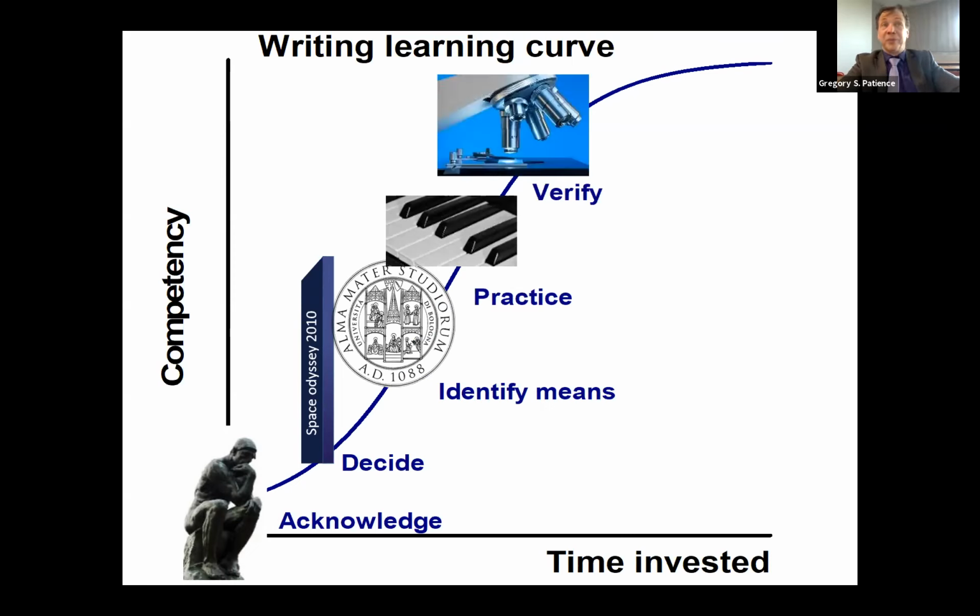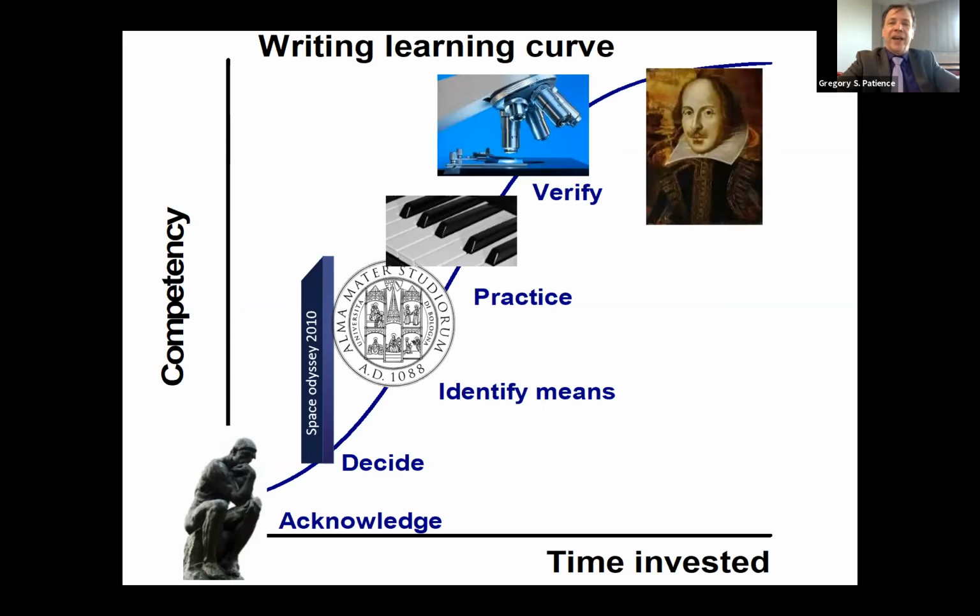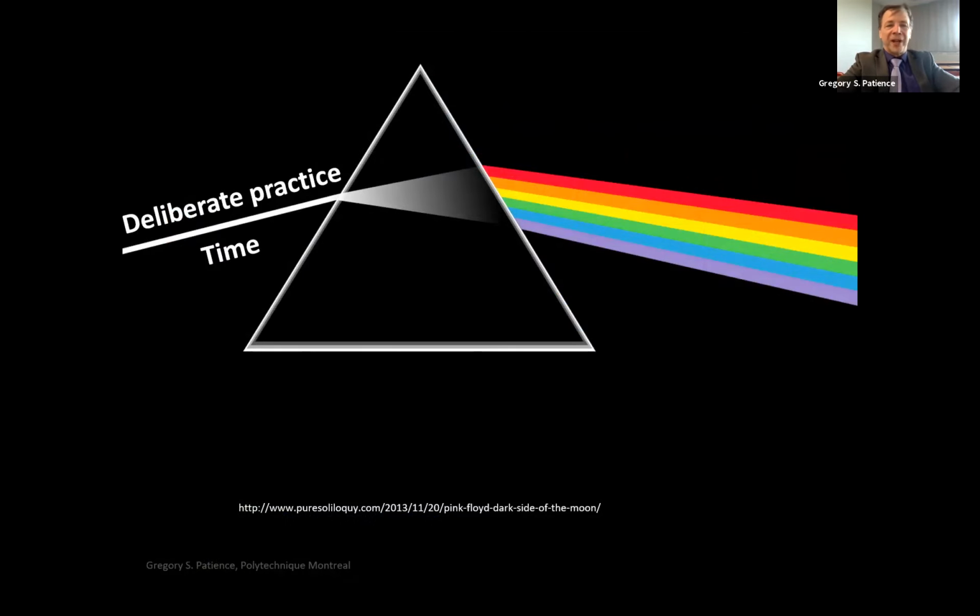Verify what you're doing, because you know, or you think you know, you really do have to verify. And then you become Shakespeare. But to maintain Shakespeare, you have to practice. So deliberate practice is what you've got to maintain. So deliberate practice means time, okay?